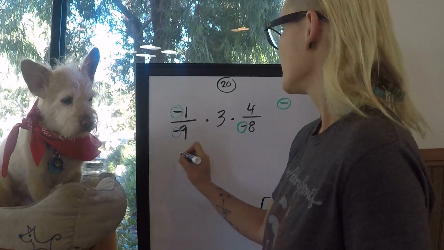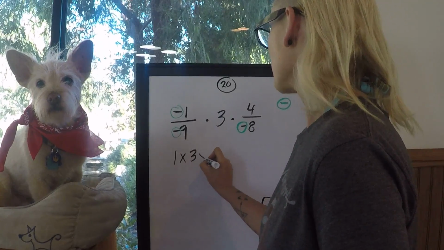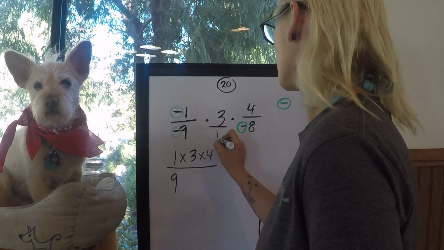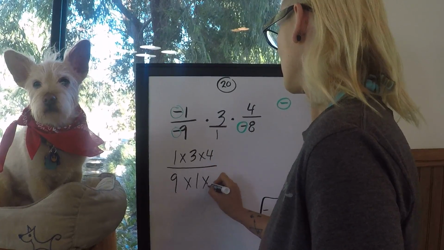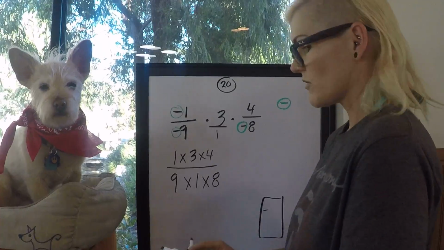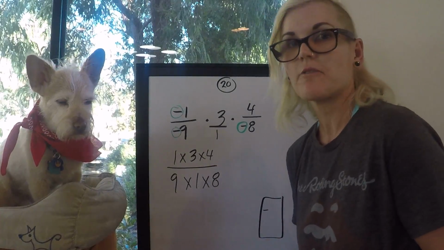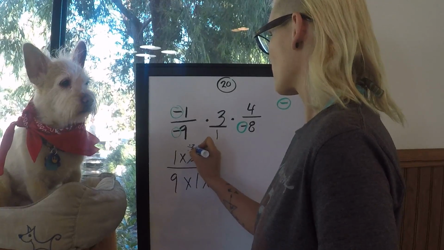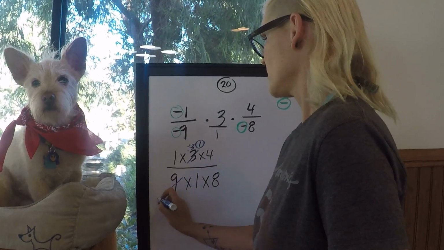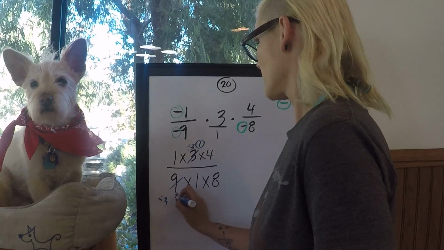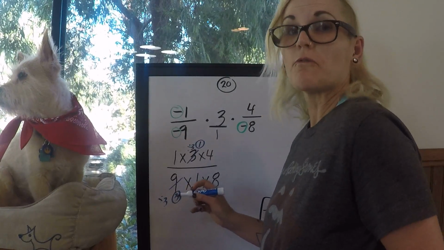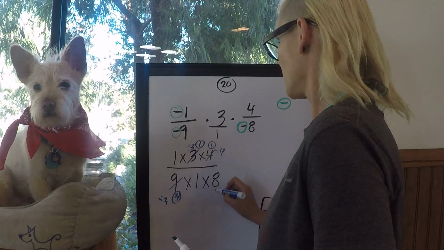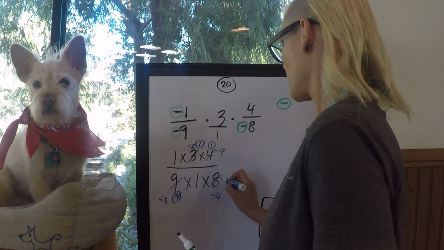I'm going to rewrite it as one big happy family. Put that over 1. Okay, we're going to see if there's any common factors I can take out from the top and the bottom. I can see that 3 can be divided by 3 with 9, so those are a pair. I can also see that 4 and 8 can be divided by 4. So divide by 4, and I get 2.